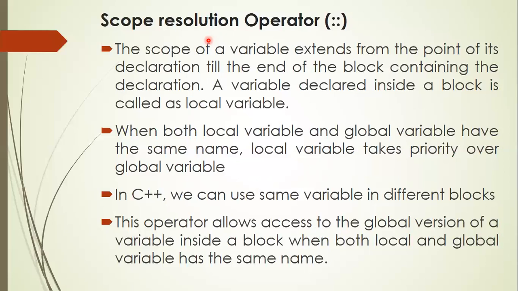The question is, inside a particular function, if you want to display the value of the global variable whose name is the same as its local variable counterpart, in that case, this operator will be useful. So, the scope resolution operator is used to access the global version of a variable inside a block. Block means any function, provided both the local variable and the global variable have the same name. When they have different names, no problem at all. But since the local variable and global variable have the same name, and inside a function you want to access the global variable, in that case you have to make use of the scope resolution operator. This operator is not available in C language.